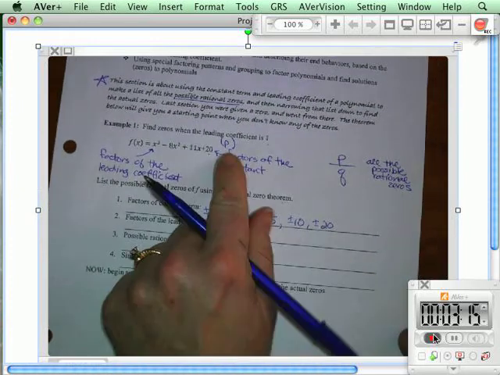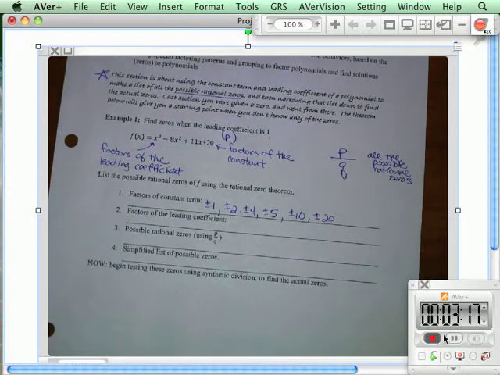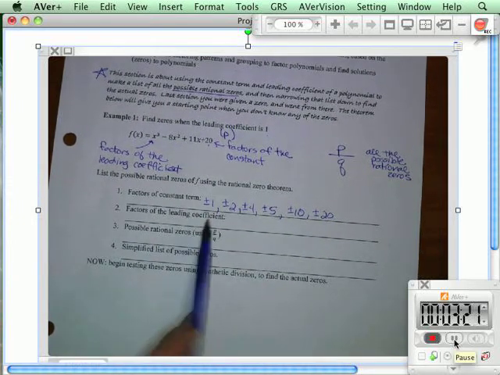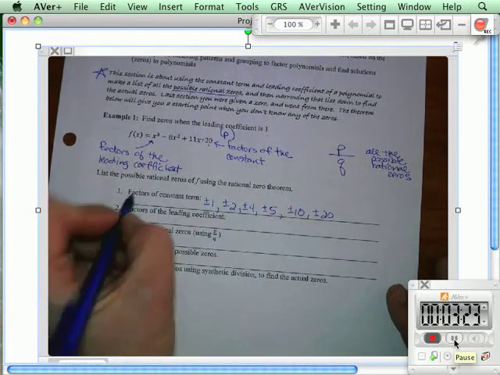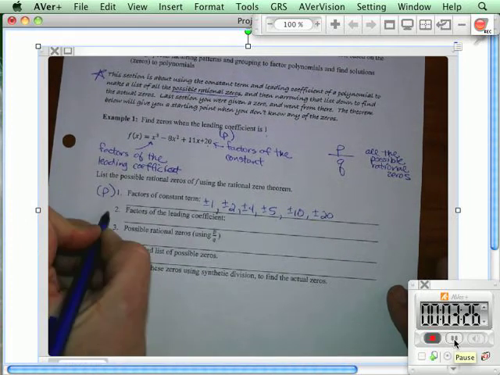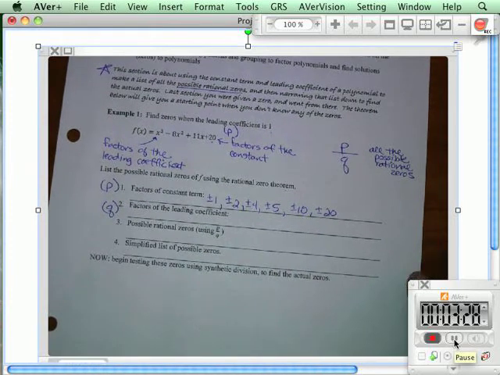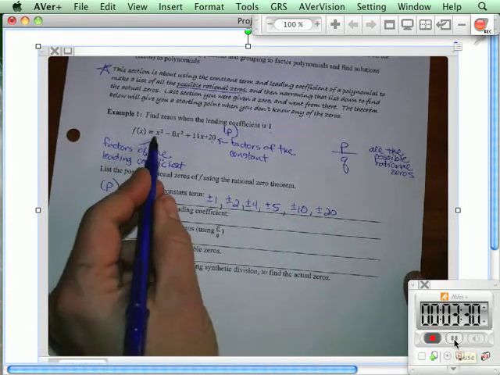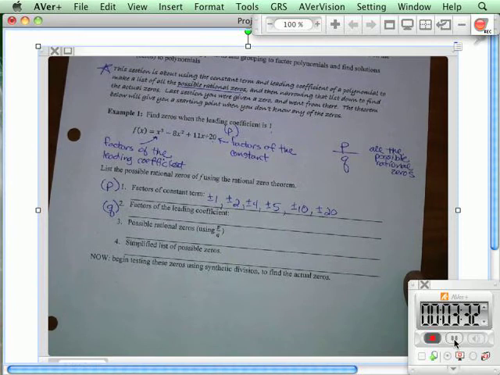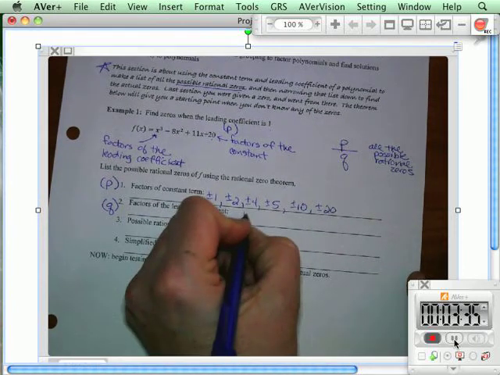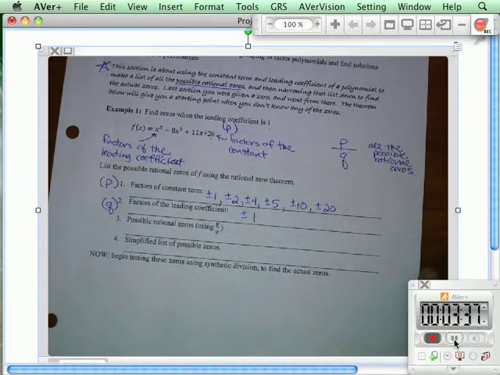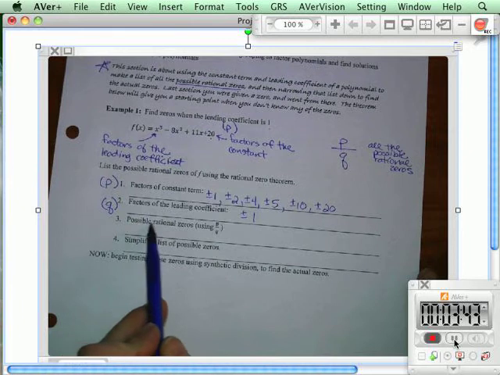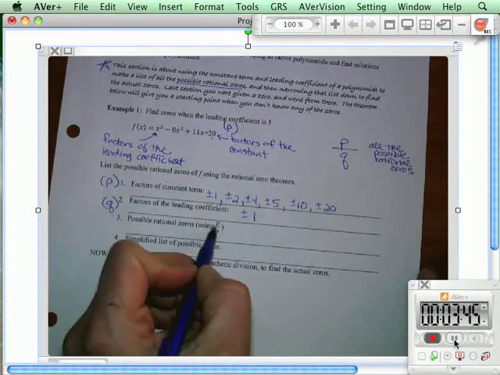All right? So now this is my P. Now I'm going to list all the factors of the leading coefficient, which is my Q. And that's just 1, so that's easy. The only factors of 1 are positive 1 or negative 1. 1 times 1 or negative 1 times negative 1. So easy enough. Then what you need to do is list all the possible rational zeros using P over Q. It creates that list of all the possible rational zeros.